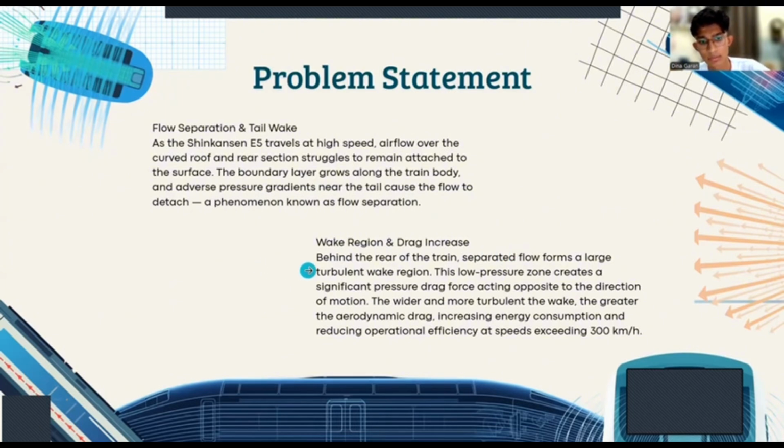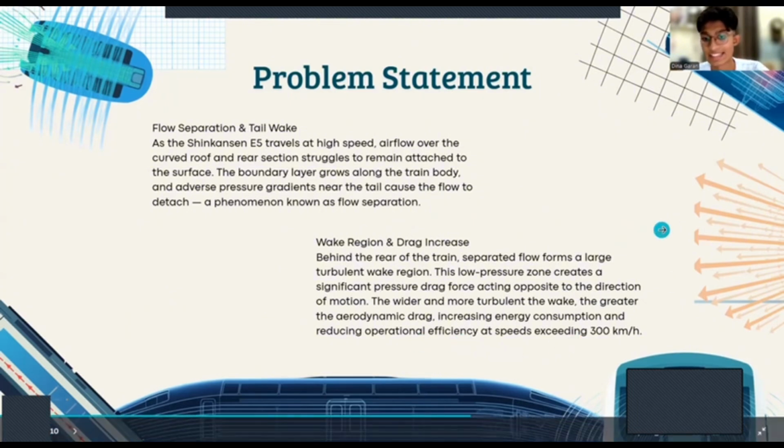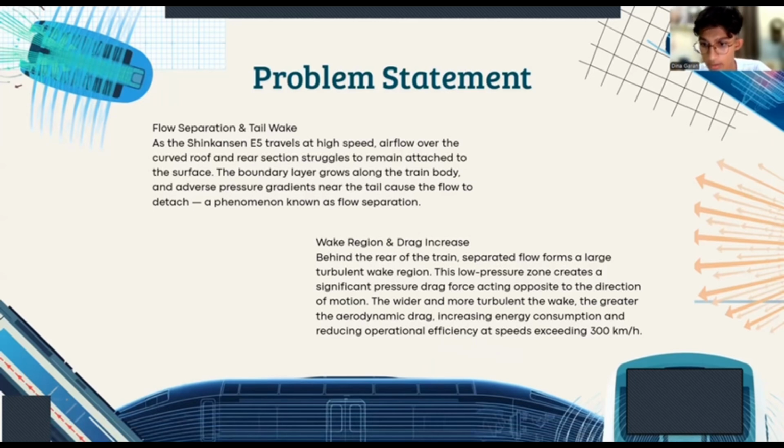The other one is about wake region and drag increase. Behind the rear of the train, the separated flow forms a large turbulent wake region. This low pressure zone creates a significant pressure drag force acting opposite to the direction of motion. The wider and more turbulent the wake, the greater the aerodynamic drag, increasing energy consumption and reducing operational efficiency at speeds exceeding 300 km per hour.